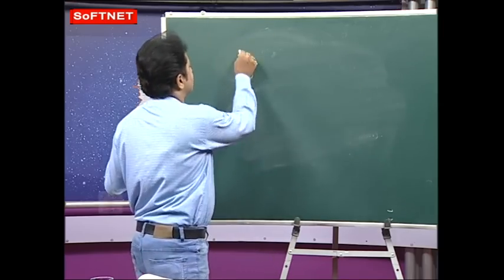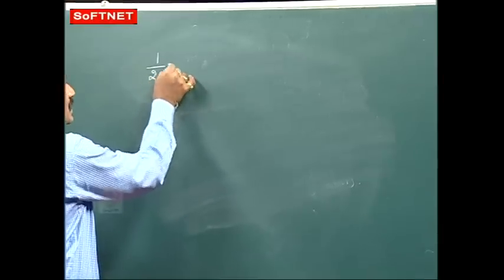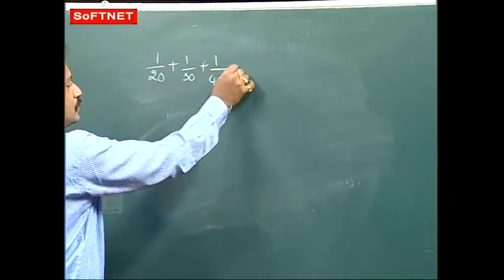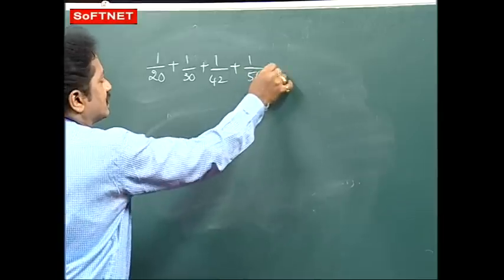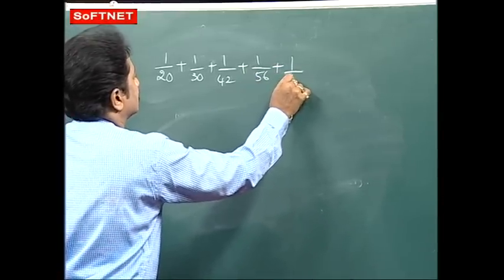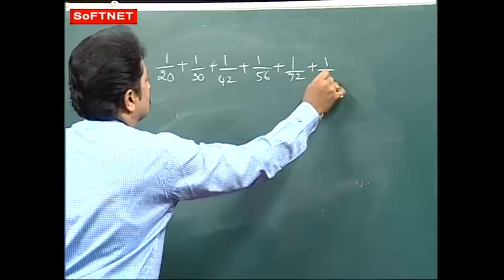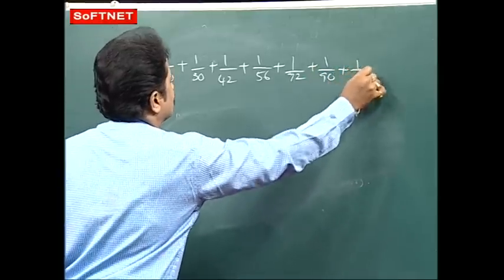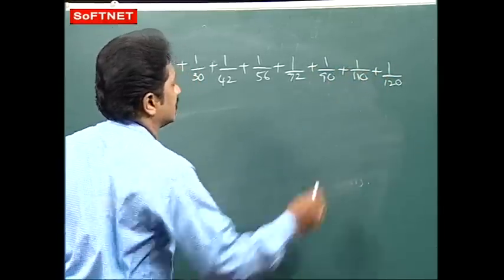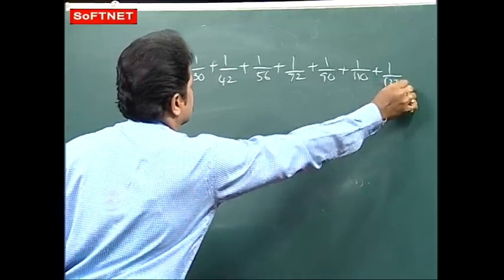I have given 1 by 20 plus 1 by 30 plus 1 by 42 plus 1 by 56 plus 1 by 72 plus 1 by 90 plus 1 by 110 plus 1 by 132. Clear? Okay.